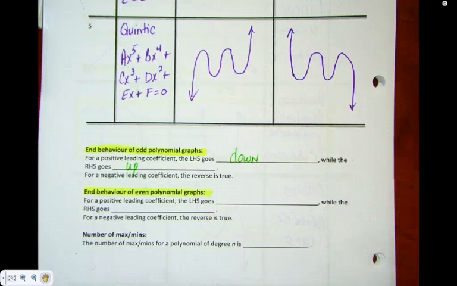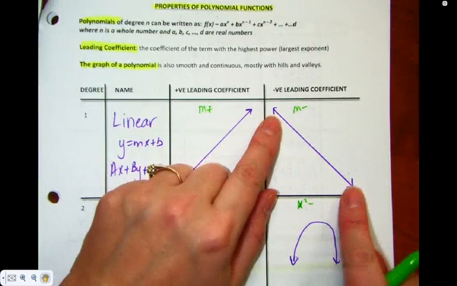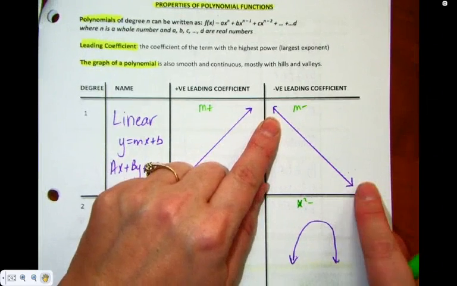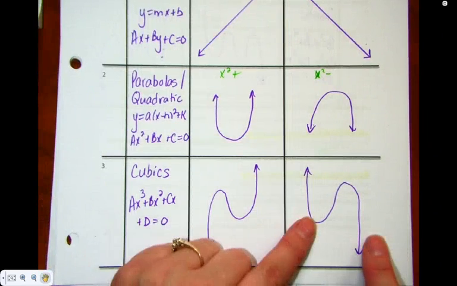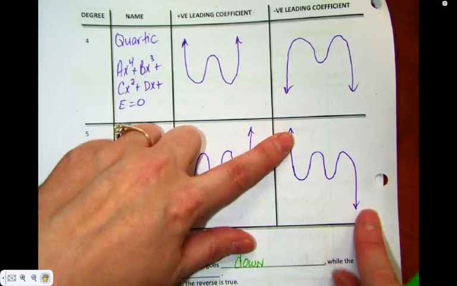So if we went forward from our quintic and did x to the 7, it would have the same property, x to the 9, x to the 11, x to the 13. If it's negative, the reverse is true. So let's just look at the graph to prove that. If it's negative, the left-hand side goes up, right-hand side goes down. Here what happens? Same thing, up, down. Let's look at our quintic, up, down.